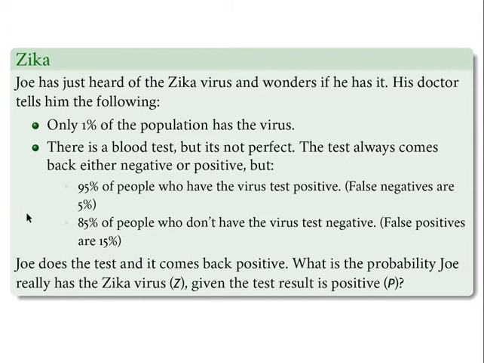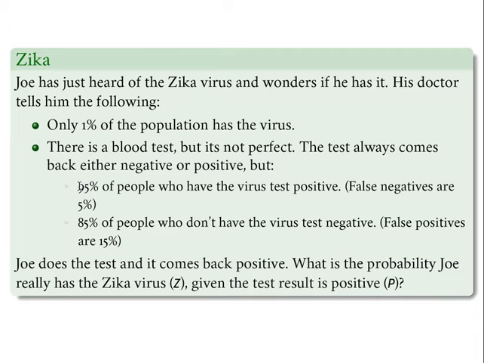First, we hear that only 1% of the population has this virus, so this virus is pretty rare. And then, furthermore, his doctor says there's a blood test that can be done, but the blood test, like many medical tests, is not perfect. Just like the witness in the example at the beginning, we have to think about the reliability of the test. The test, when done on someone, will always come back either negative or positive. And here are the statistics about the reliability of this test.